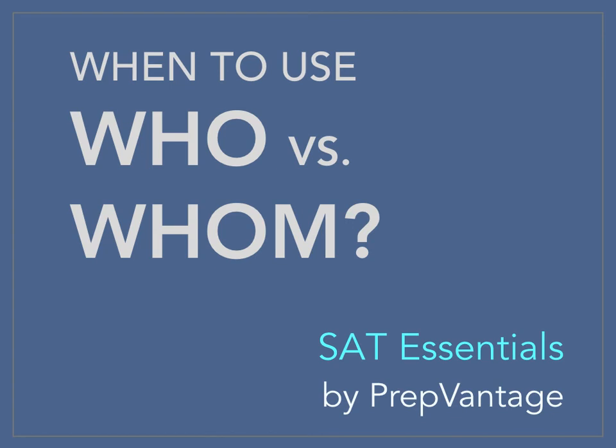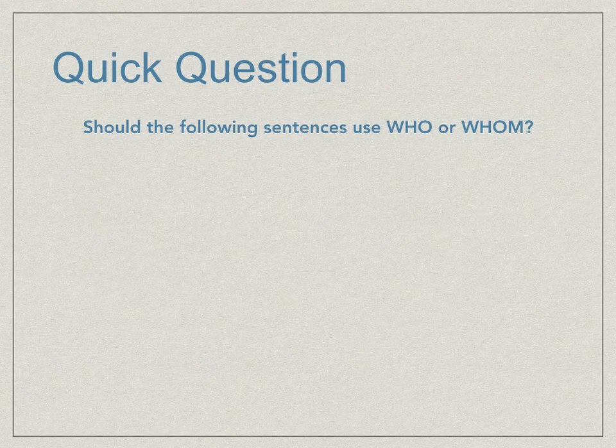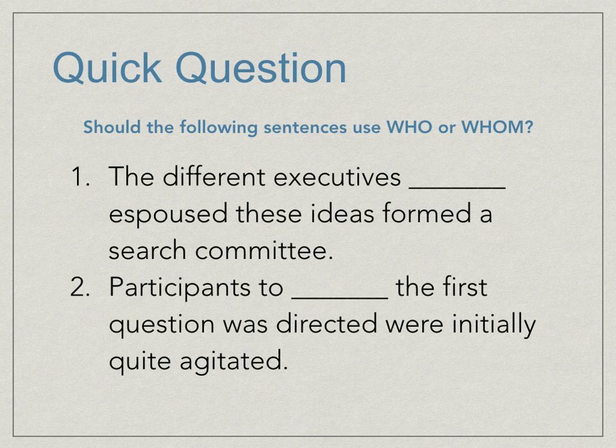So, first of all, take a look at the following sentences and see if you can eyeball these and determine whether you should be using who or whom. First one: the different executives blank espouse these ideas formed a search committee. So you're going to need one of them to refer back to some group or some person. Second one: participants to blank the first question was directed were initially quite agitated.